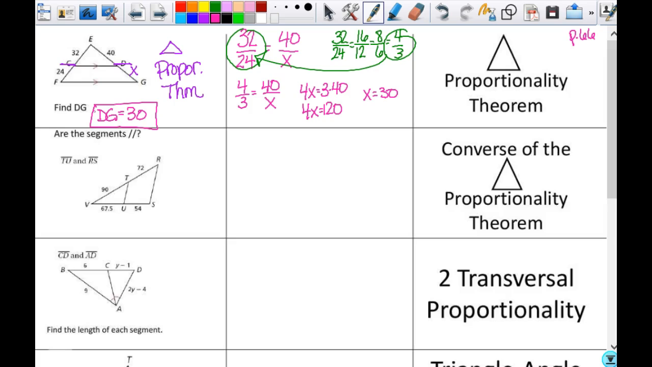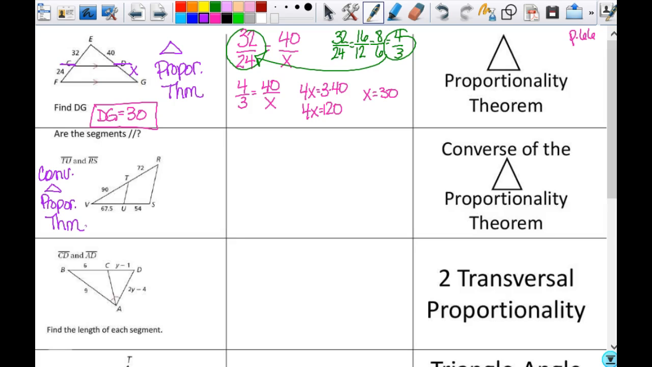Okay, so now the next one says, are the segments parallel? So I have all the pieces on there, but I'm trying to figure out if the lines are parallel or not. So what am I going to apply here? The converse, okay? So I'm going to apply the converse, I'm going to write that over here. Converse of the triangle proportionality theorem. Okay, and we are going to use up all of this space because I'm going to show you how to handle some things when you get big numbers, so that you don't just have crazy work all over the place.